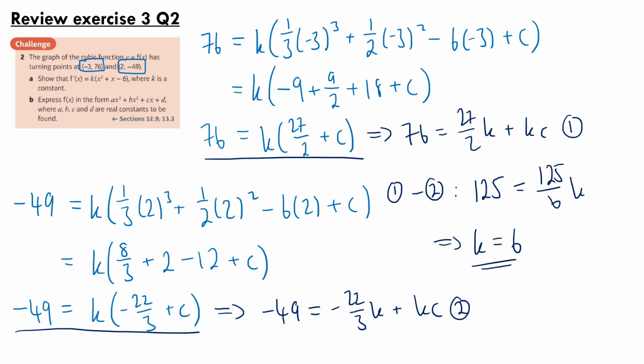Now if we plug back in to find the value of c, let's use equation 1. Then we get 76 is equal to 6 lots of (27 halves plus c). So we have that c is equal to 76 over 6 minus 27 halves, which gives us minus 5/6.